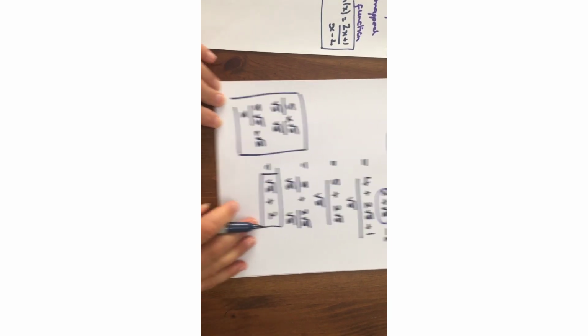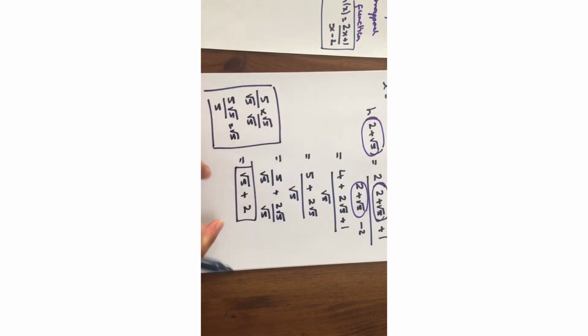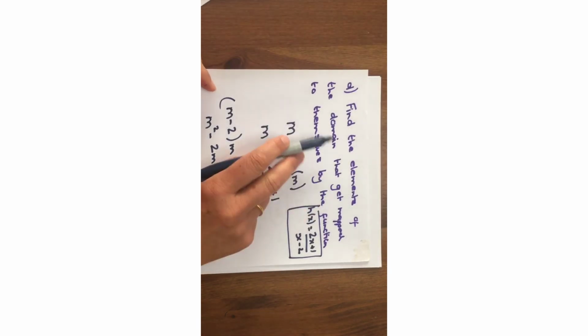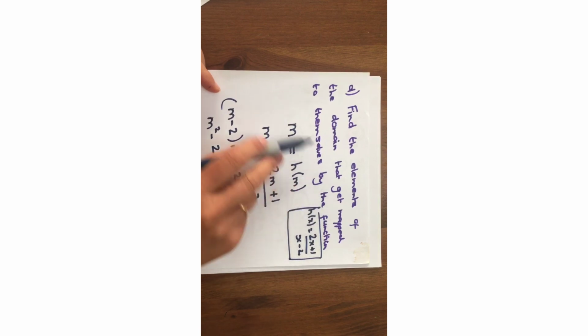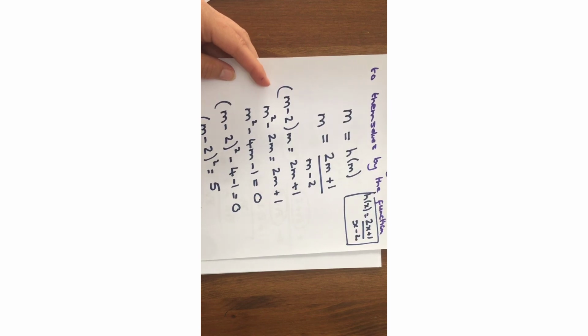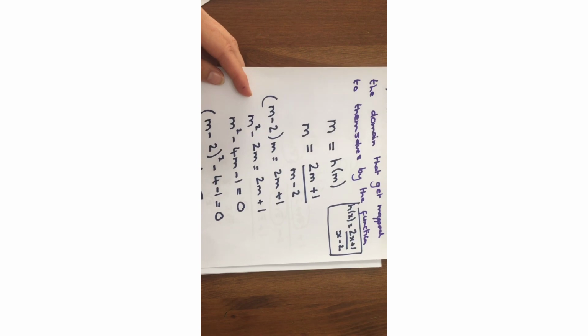So h of 2 plus root 5 gives me 2 plus root 5. So that goes back to find the elements of the domain that get mapped to themselves by the function. And if I was to put 2 minus root 5 in, it would come out to be 2 minus root 5. You can try that yourselves.